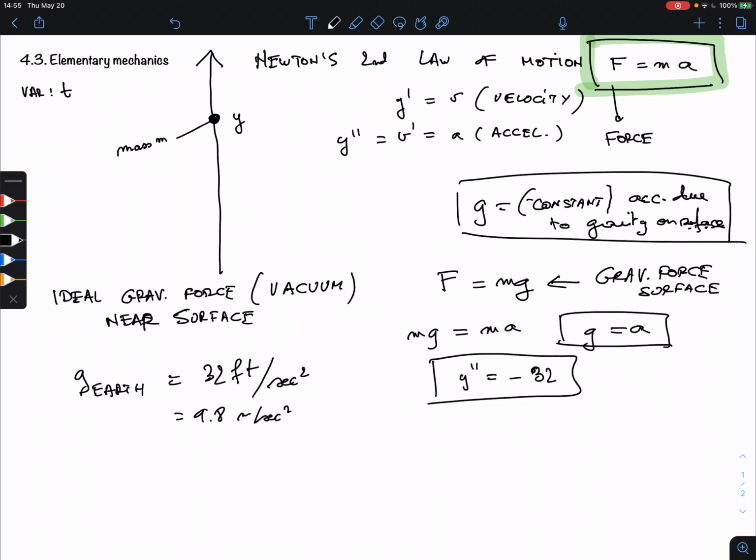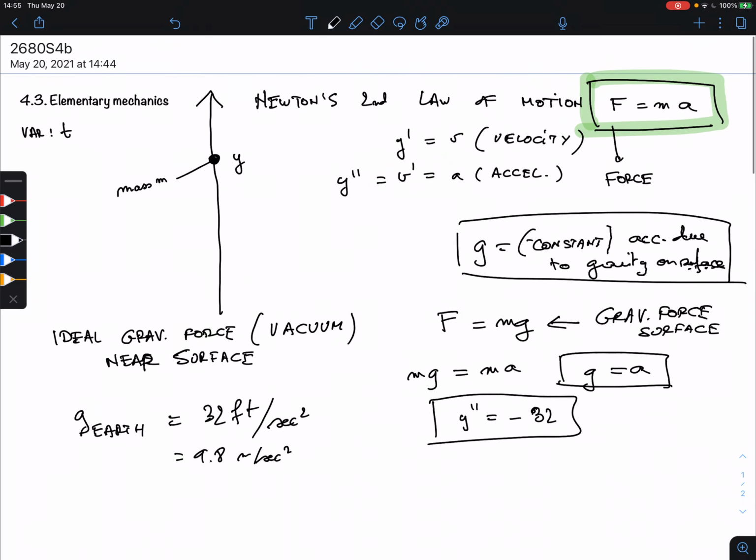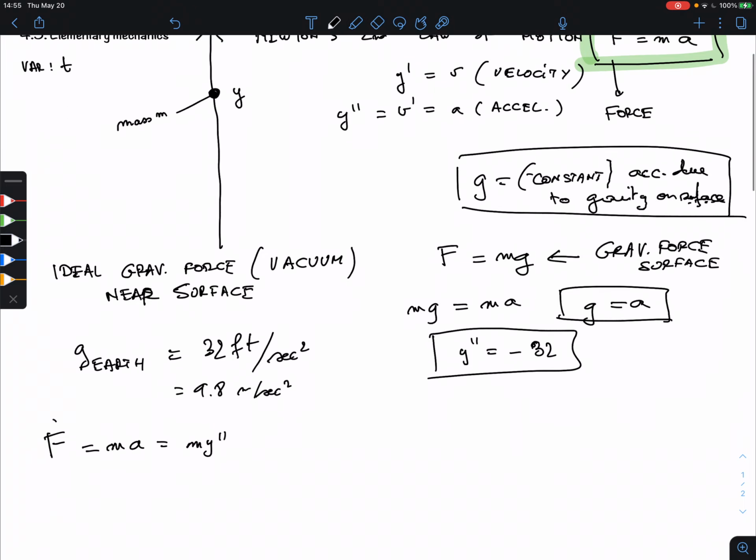Now, what is it in general? So let's look at what this means in general. F is ma, and a is the double derivative, so this is my y double prime. And this F here will normally be a function of the force that acts on a particular object.